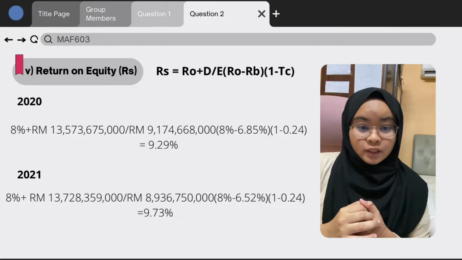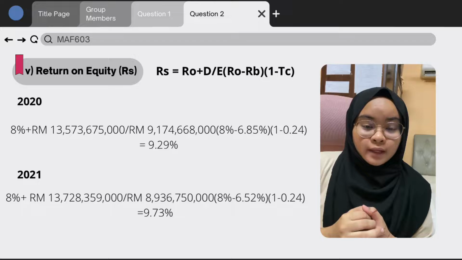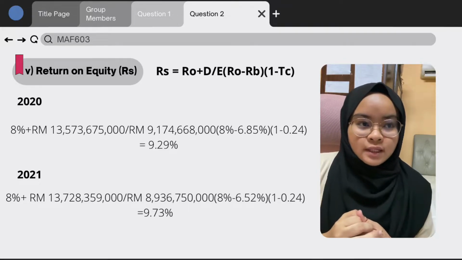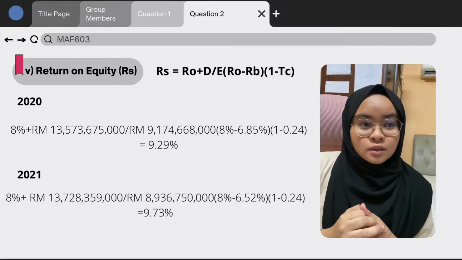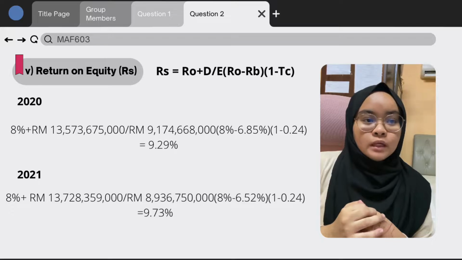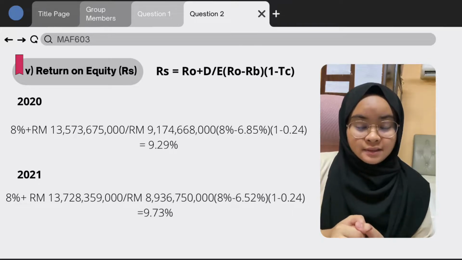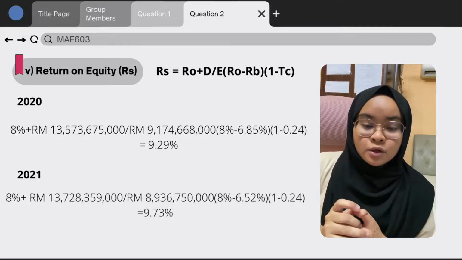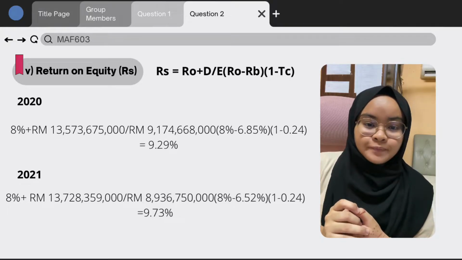To find the return on equity, RS, of the company for the years 2020 and 2021 with the stated formula, which is RO plus total liability over total equity, we can see that for the year 2020 it is 9.29%, and in 2021 it is 9.73%, and we can see that there is a significant increase compared to the previous year.